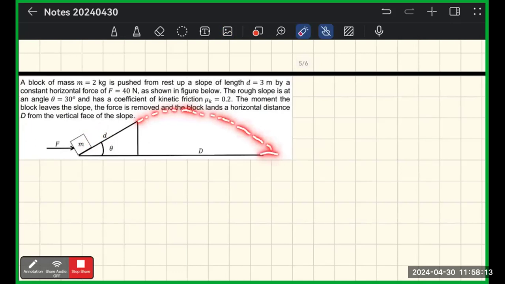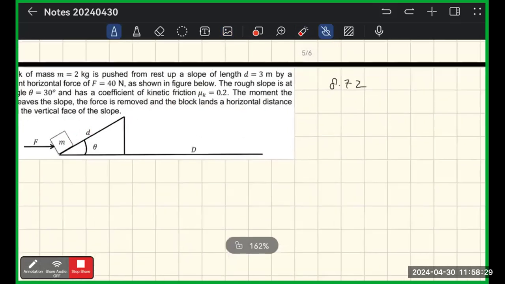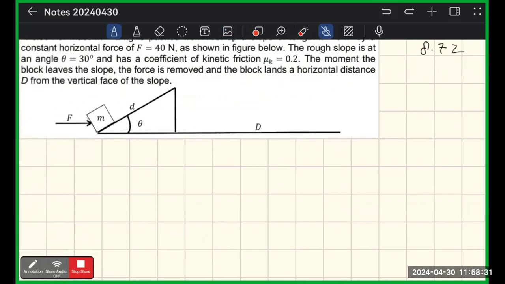So the first question is that we have to show that the acceleration is something. We have to show that the acceleration is 0.02. It's really simple. We just have to draw the free body diagram.